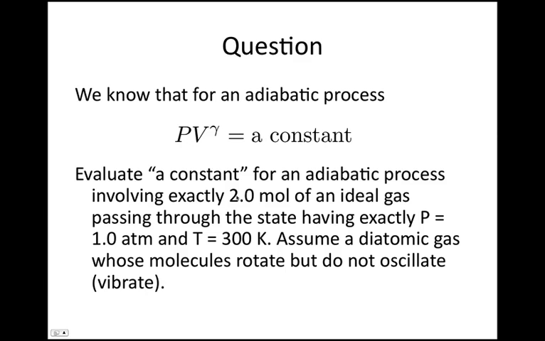Okay, a question for us to try. We know that for an adiabatic process, PV to the gamma is equal to some constant. Evaluate this constant for an adiabatic process involving exactly 2 moles of an ideal gas passing through the state having exactly P is 1 atmosphere and T is 300 Kelvin. Assume a diatomic gas whose molecules rotate but do not oscillate.